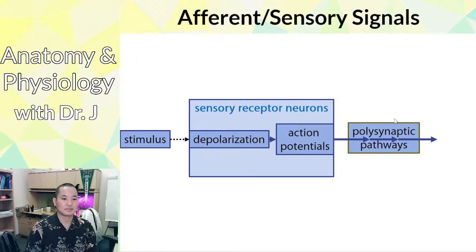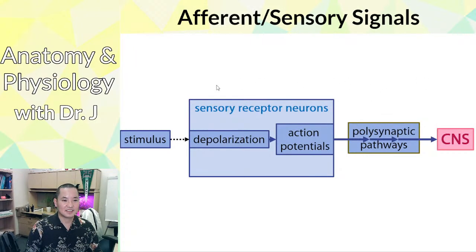This is what we call pathways. So pathways, and here we have polysynaptic. Why? Because these neurons are extending their axons and synapsing with other neurons that are relaying the signals, and eventually it reaches a central location we call the central nervous system.